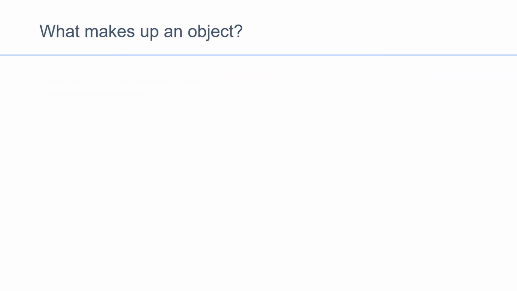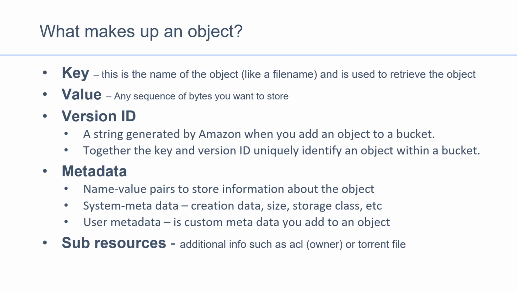So what makes up an object? Well, an object is made up of a key, a value, a version ID, metadata, and subresources. So a key is the name of the object, somewhat like a file name, and it is used to retrieve the object. The value is any sequence of bytes that you want to store in the object. So it could be text data, it could be an XML file, it could be a binary file. There's no restriction on that. The version ID is a string generated by Amazon when you add an object to a bucket, and together the key and version ID uniquely identify an object within a bucket.